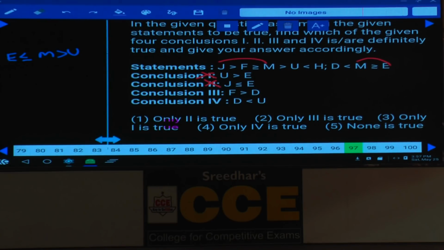Then F and D. Now between F and D, F greater than or equals to M, D lesser than M means M greater than D. F greater than or equals to M greater than D, hence F greater than D definitely true. As F greater than D is definitely true, then next one D lesser than U. Now the relation between D and U, D is here, U is here. Now D lesser than M, M greater than U. Now here again there are two opposite symbols, this is ruled out. Hence what is your answer? Only 3 follows, that is choice 2. Now question number 97, choice 2 is the answer.